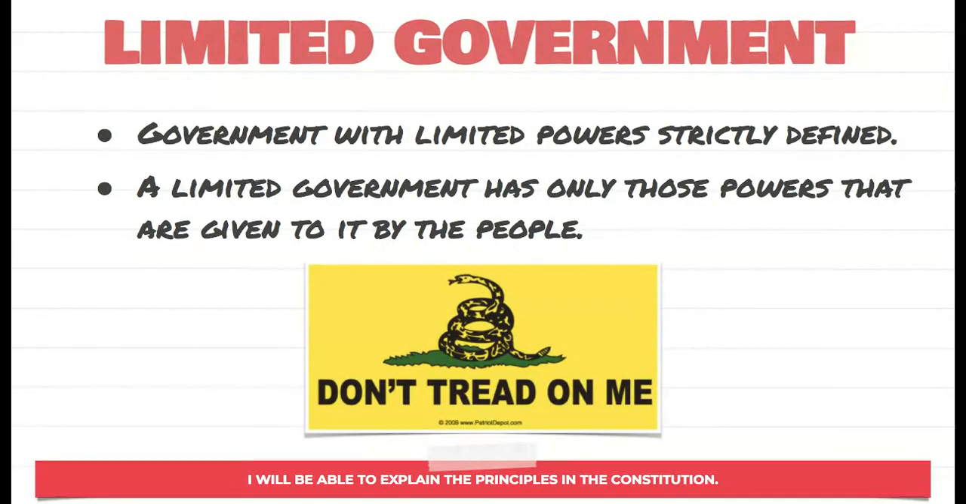The third principle is limited government. That means government is not all powerful. Its powers are limited, and the powers it does have are strictly defined. It cannot go beyond the powers it's given. A limited government has only the powers that are given to it by the people. You may have seen the flag that says "Don't tread on me." Essentially, what people are saying is that the government should not influence me in ways that it shouldn't. It should only do those things it has been given permission to do. That's a limited government.